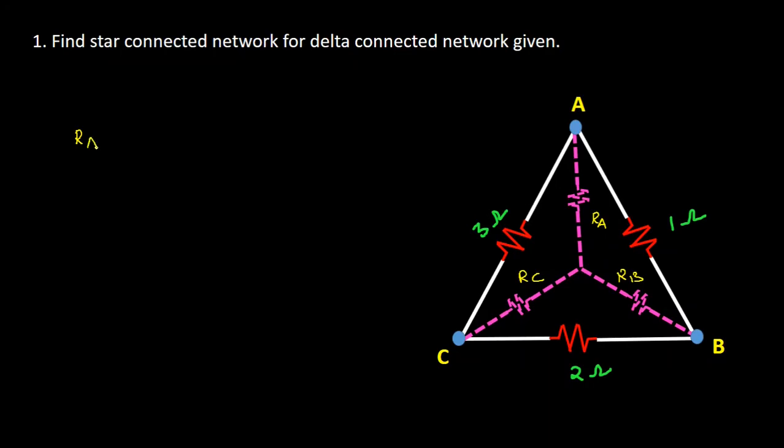So RA will be equal to the multiplication of the opposite resistances, so 3 into 1, divided by the sum of all the resistances present in the delta connected network, that means 1 plus 2 plus 3. So we get 3 divided by 6, we get 1 by 2 ohm. RA is equal to 1 by 2 ohm.